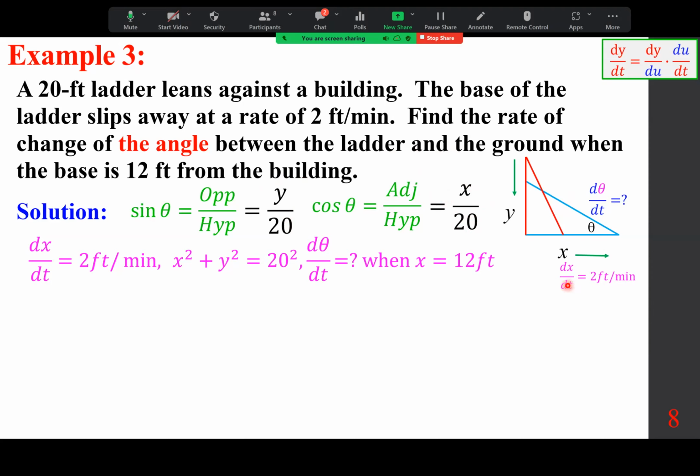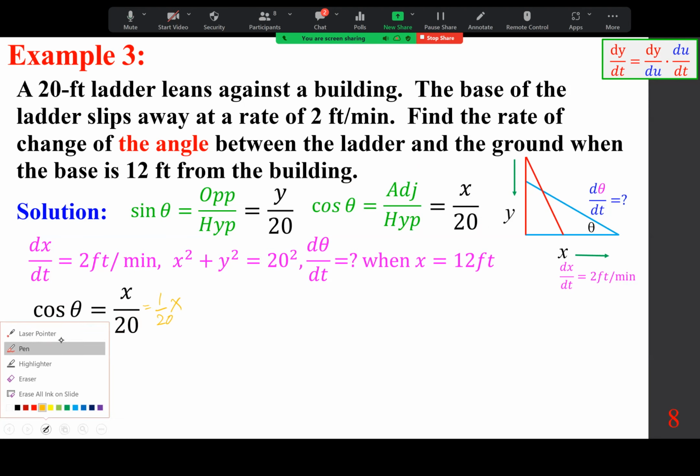Now, we don't have the dx dt, but dy dt can easily be found from the previous page. We're going to stick with what we have. So we're going to stick with this formula. If cosine theta is x over 20, we are going to differentiate both sides with respect to time. Before I do that, I want to remind you this means 1 over 20 times x. In other words, this is just a coefficient.